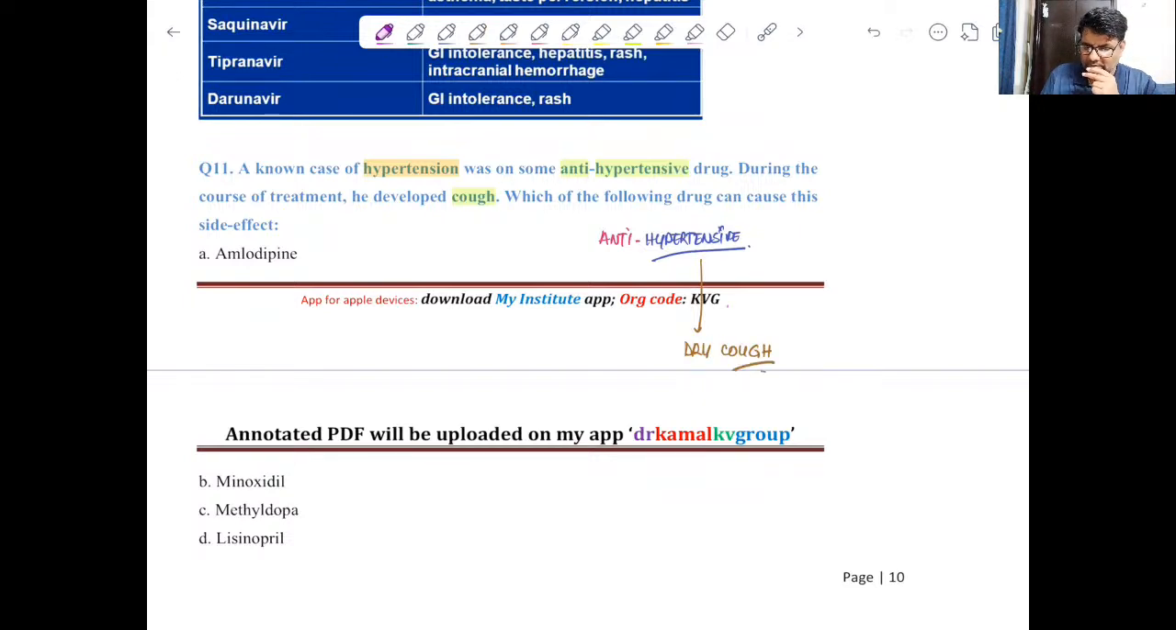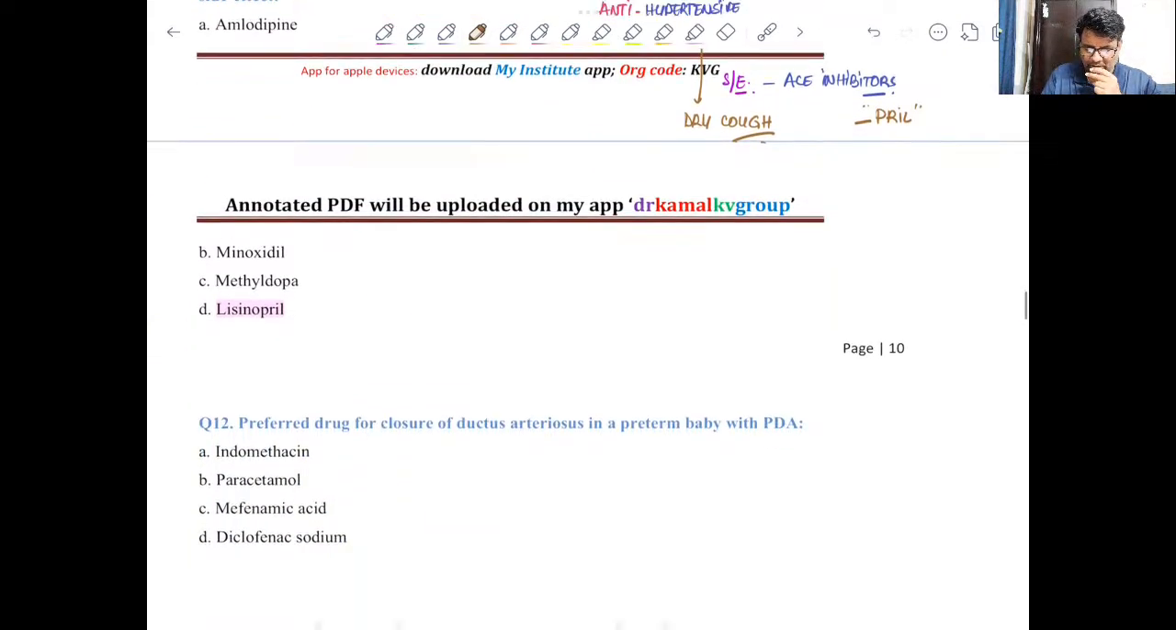So any drug which can cause, very good Siva, very good. This is ACE inhibitors, very good. So this is ACE inhibitors and all your pril kind of drugs, right? So captopril, enalapril, lisinopril, so all pril kind of drugs, which end with the word pril, right? So they can cause dry cough. Very good Siva, very good. Now next question.